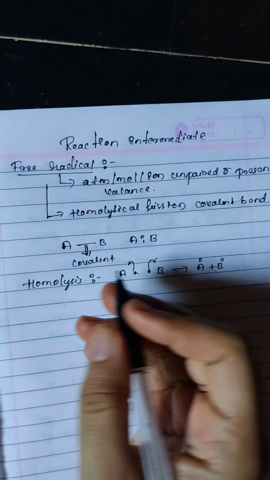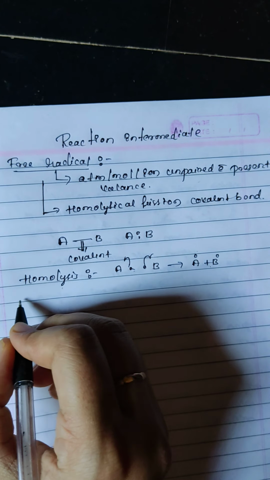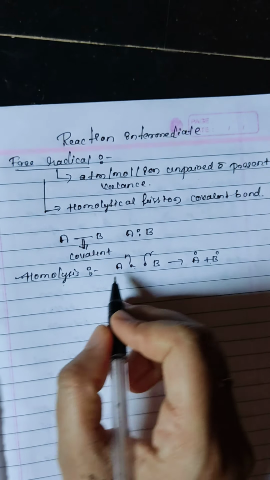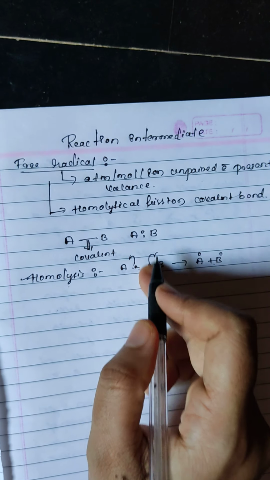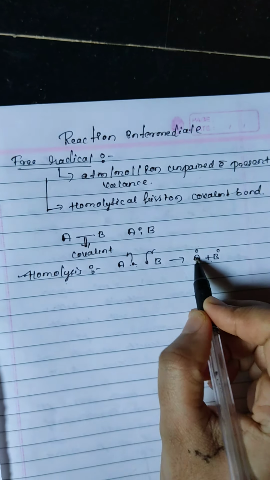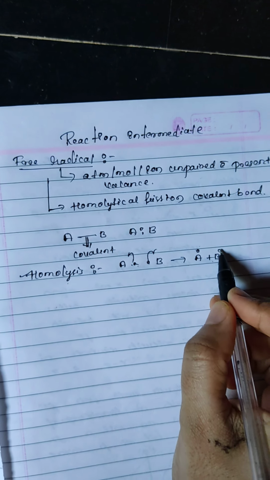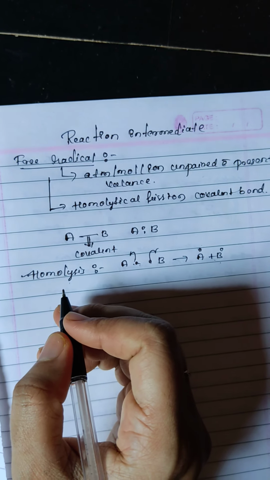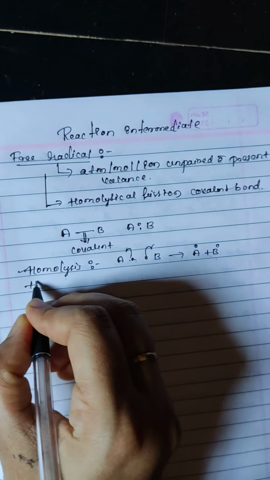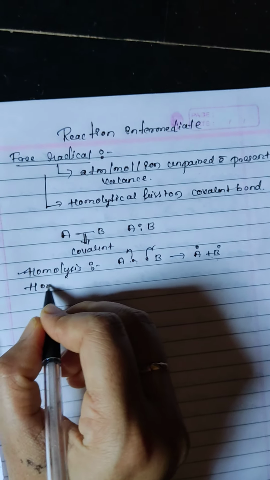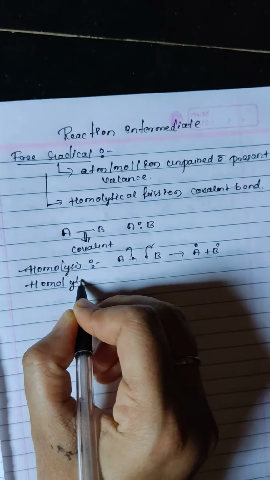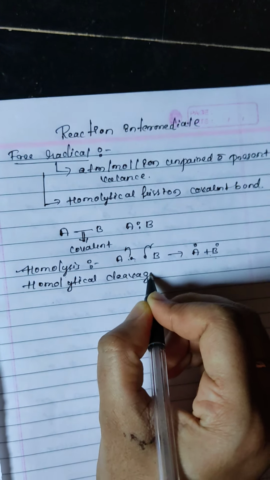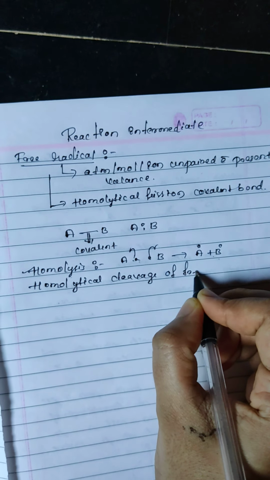Homolytic cleavage is produced by the free radicals. This is homolysis. For example, the 2 electrons are divided equally. One free radical comes to that side, and another radical comes to that side. Next one is homolytic cleavage of free radicals.